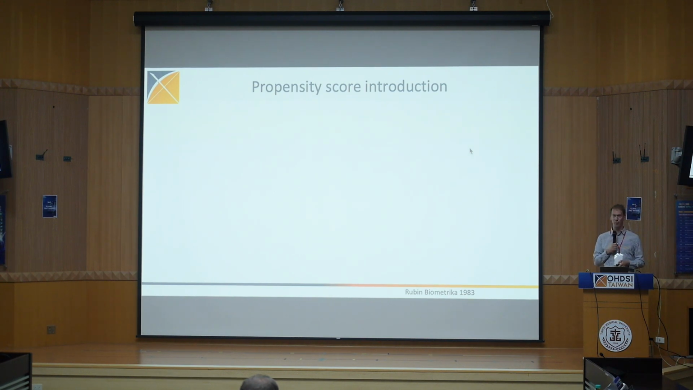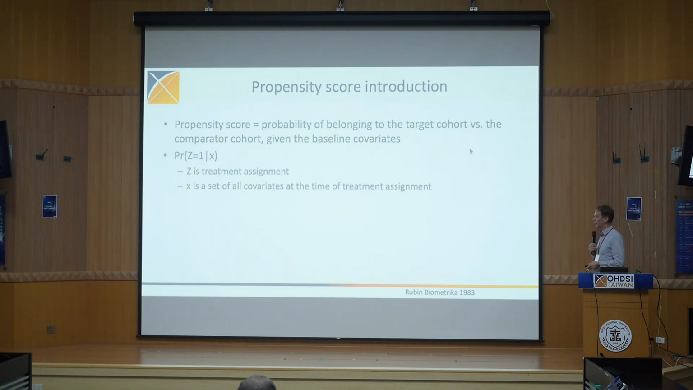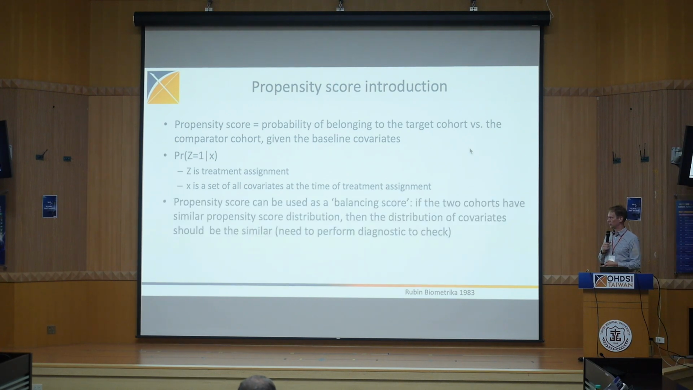Who of you have heard of propensity scores? That's a fair chunk. Good. All right. So what is a propensity score? It's the probability of belonging to the target cohort versus the comparator cohort. So the probability of getting the red pill, basically, based on whatever we know about you during your baseline time, so everything up to the decision. More formally, it's the probability of z equals 1, so treatment being 1, given x, which is all of the covariates that we have at the time of treatment assignment.